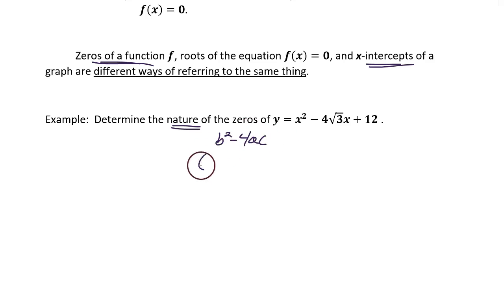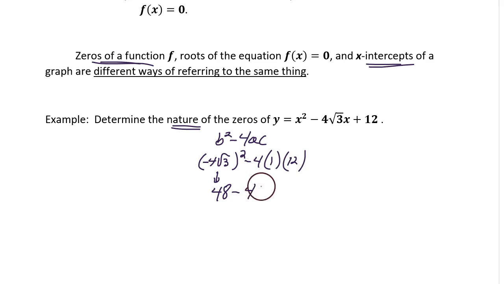So for the letter B, fill in the negative 4 square root of 3. For the letter A, fill in 1. And for the letter C, fill in 12. And then evaluate this. Negative 4 squared is 16. Square root of 3 squared is 3. And 16 times 3 makes 48. And then 4 times 1 times 12 is 48. This makes 0.